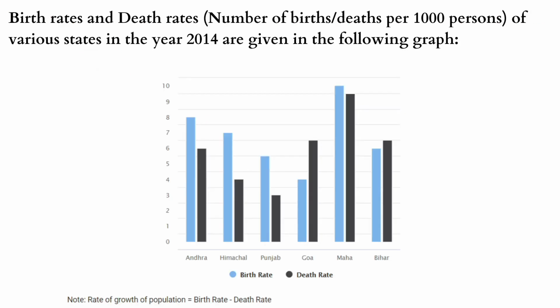Birth rates and death rates, which means the number of births and the number of deaths per 1,000 persons of various states in the year 2014, are given in the following graph. Here, the rate of growth of population is equal to birth rate minus death rate. We can take this as a reference.